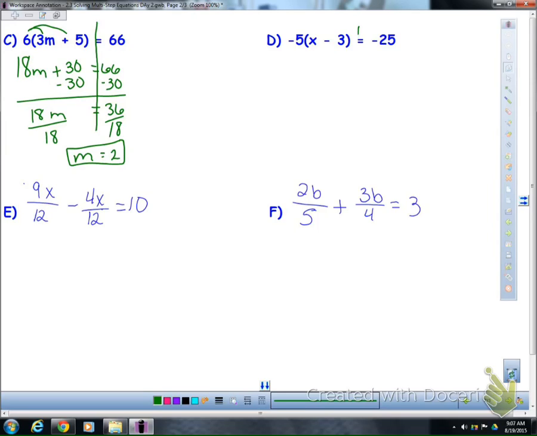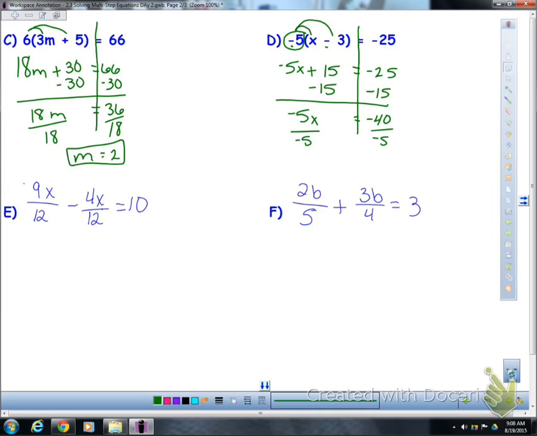Example D is the same way, only this time we're distributing a negative number. Be very cautious distributing the negative. Okay, so you have negative 5 times x is negative 5x. Everybody typically does really well with that first step. It's this second one that we forget. It's negative 5 times negative 3, which will give us a positive 15, equals negative 25. We can finish solving by subtracting 15 from both sides. So negative 5x equals negative 40. Divide by negative 5. X equals positive 8. So be careful here on distributing the negative.